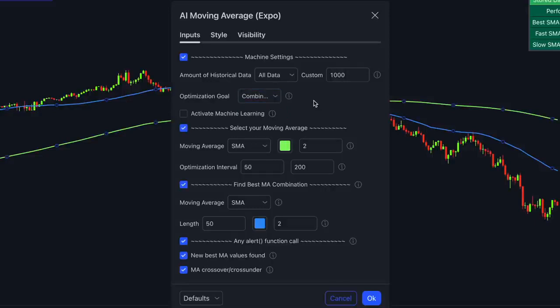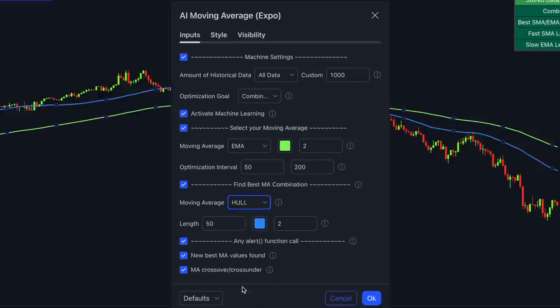Once you've selected the historical data and the optimization goal, activate machine learning. The indicator will calculate and optimize moving averages accordingly. You can also select the type of moving average you would like to see on the chart. For the first moving average, we recommend using the EMA. However, you can choose from any of the 6 MAs available. The second MA in our strategy will be the Hull MA. Keep the lengths default. The last customization option machine learning moving average has in the inputs is alerts.